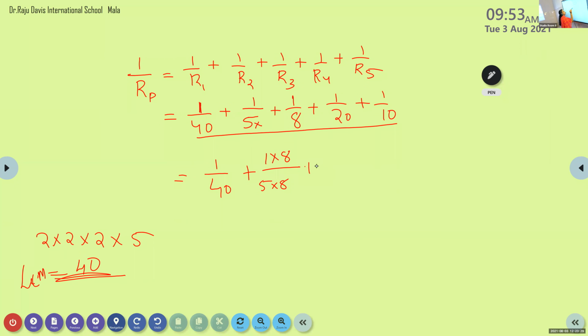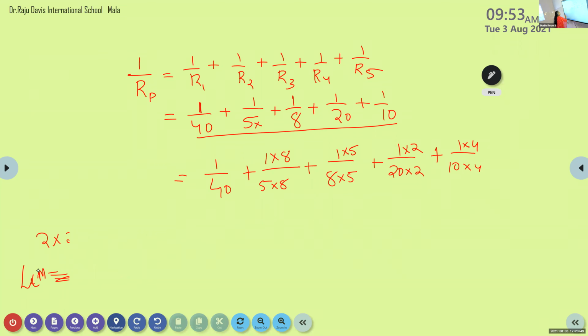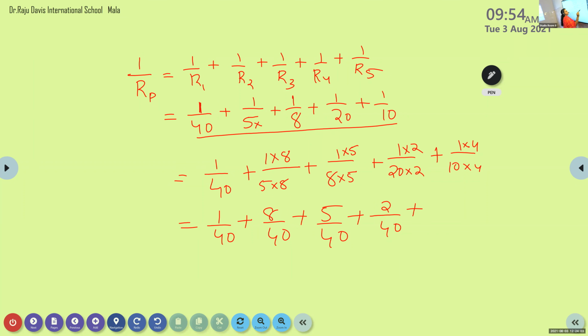1 into 8, plus here 8 into 5 gets 40, so in the numerator you must multiply with the 5, plus 1 by 20 into 2, multiply with the 2 here, plus 1 by 10, 10 into 4 is 40, here you need to multiply with the 4. So our equation becomes 1 by 40 plus 8 by 40 plus 5 by 40 plus 2 by 40 plus 4 by 40.